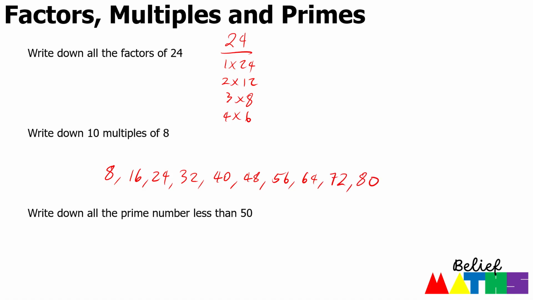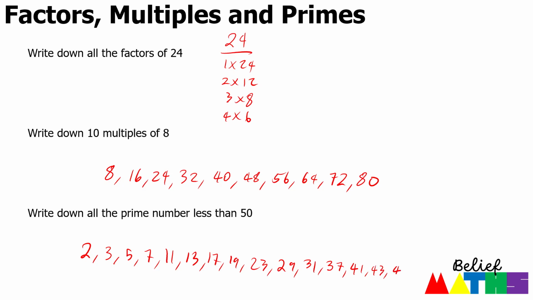Now the third question asks you to write down all the prime numbers less than 50. You're not often going to be asked to write all the prime numbers less than 50, but you are expected to know quite a few of the first prime numbers. So usually up to 50 is enough. So first prime number is 2, remembering 1 is not a prime number. Okay, 2, 3, 5, 7, 11, 13, 17, 19, 23, 29, 31, 37, 41, 43, and 47. Now they're your prime numbers that are less than 50.